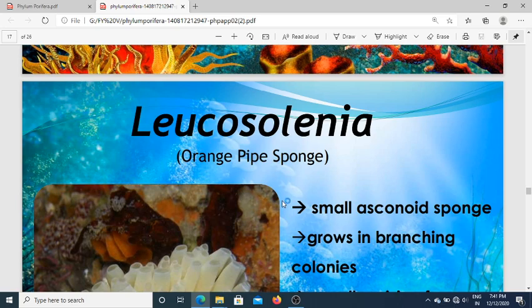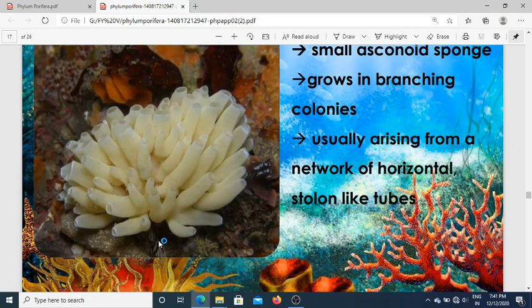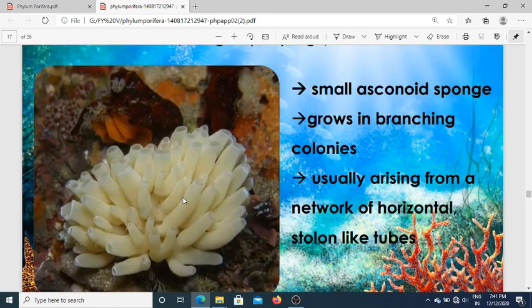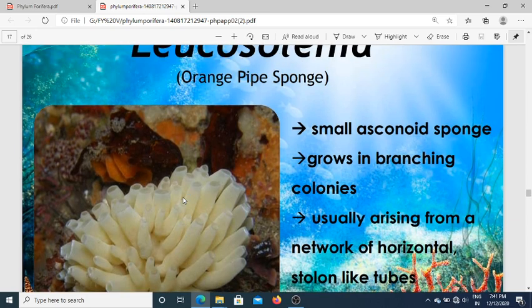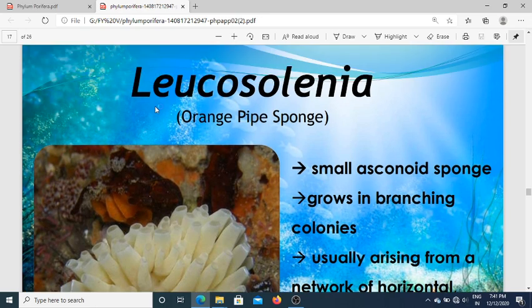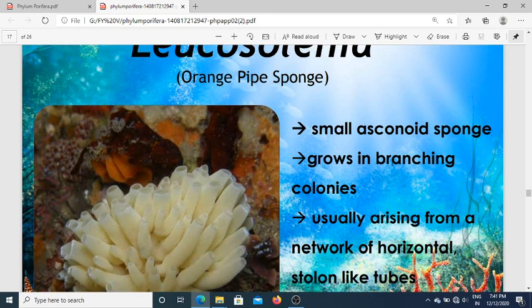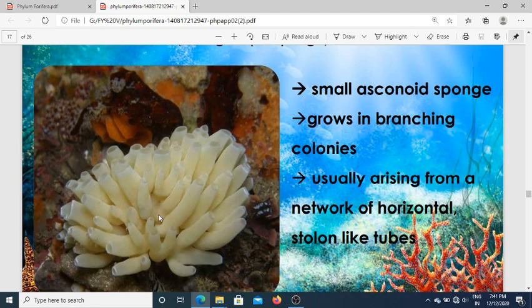The second example is Leucosolenia. This is an example of Leucosolenia. These are small asconoid sponges. They are small and pipe like, that's why it is called the organ pipe sponge. Leucosolenia grows in branching colonies. These grow in branching forms, usually arising from a network of horizontal stolon-like tubes.